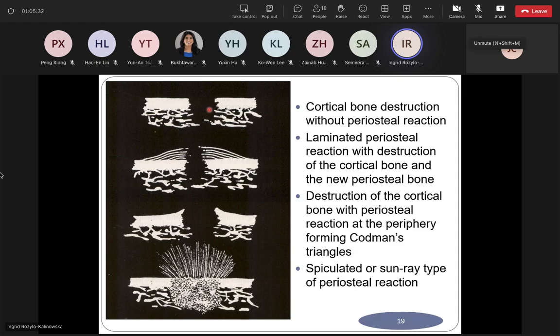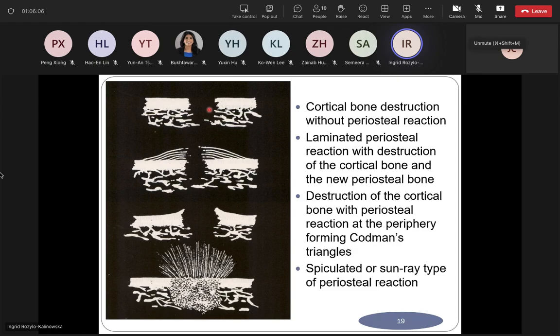Then we've got laminated periosteal new bone formation that we talked about regarding inflammations, but unfortunately in some malignant tumors, like Ewing sarcoma, this laminated, this onion skin, onion peel appearance can also be observed. So this is not reserved only for inflammations.